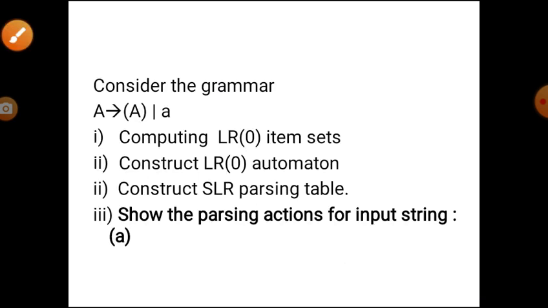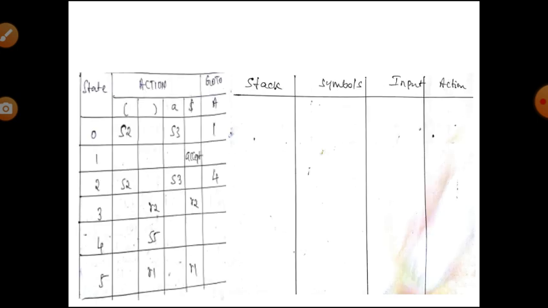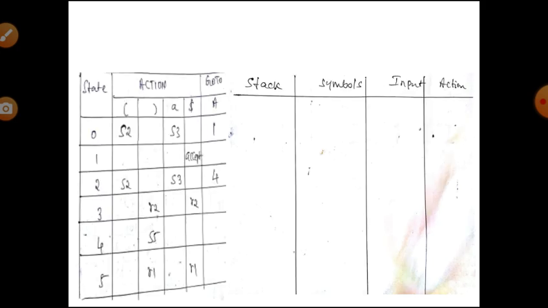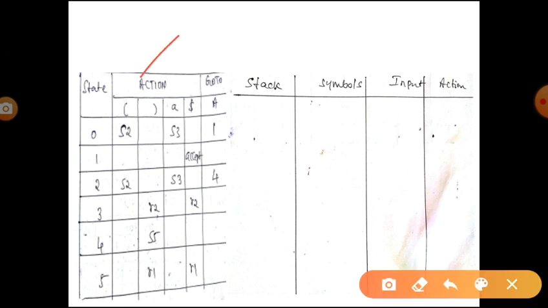There is a separate algorithm for parsing. That algorithm you can check in the notes, and I'm going to apply that algorithm. For applying the algorithm you have to make these columns: stack, symbols, input, action. And you have to make use of this parsing table.